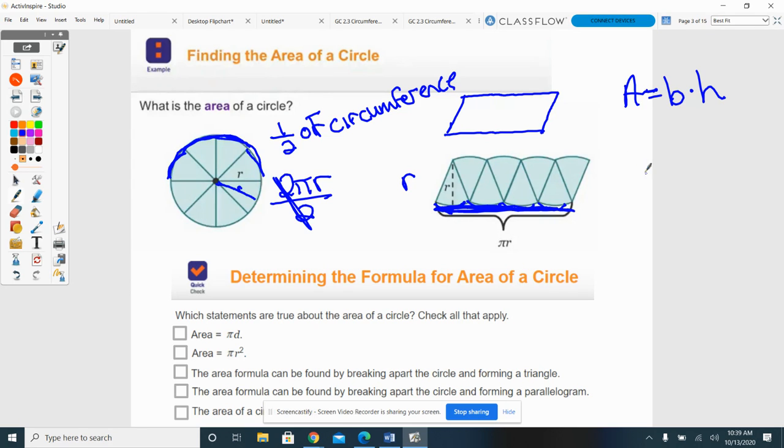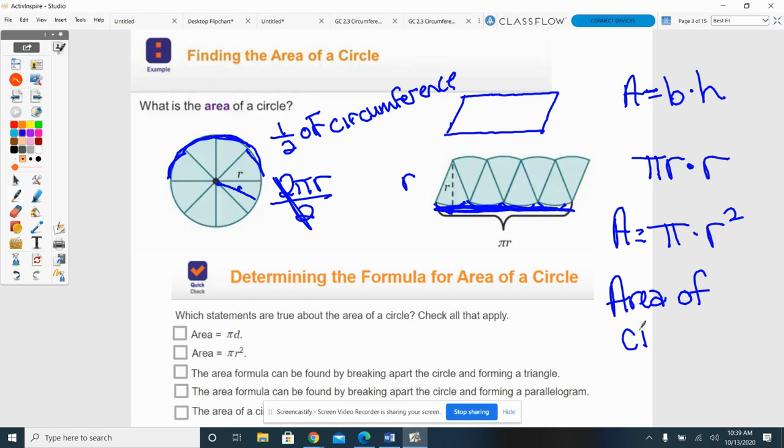And now you can do base times height, which is pi r times r, and you get pi times the radius squared. Now, the radius squared means r times r. So this is the formula for area of a circle. You don't have to remember where it comes from, but it's kind of nice to see that they just don't make this stuff up. It's going to be area is pi times the radius squared, or radius times radius. You have to do that twice in your calculator. There is an exponent button, but you could also just multiply it like this.